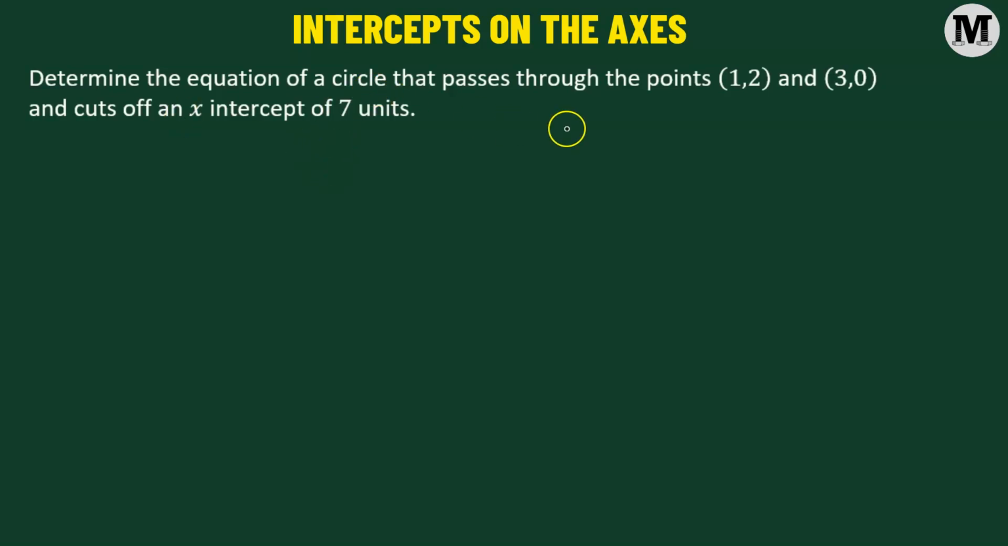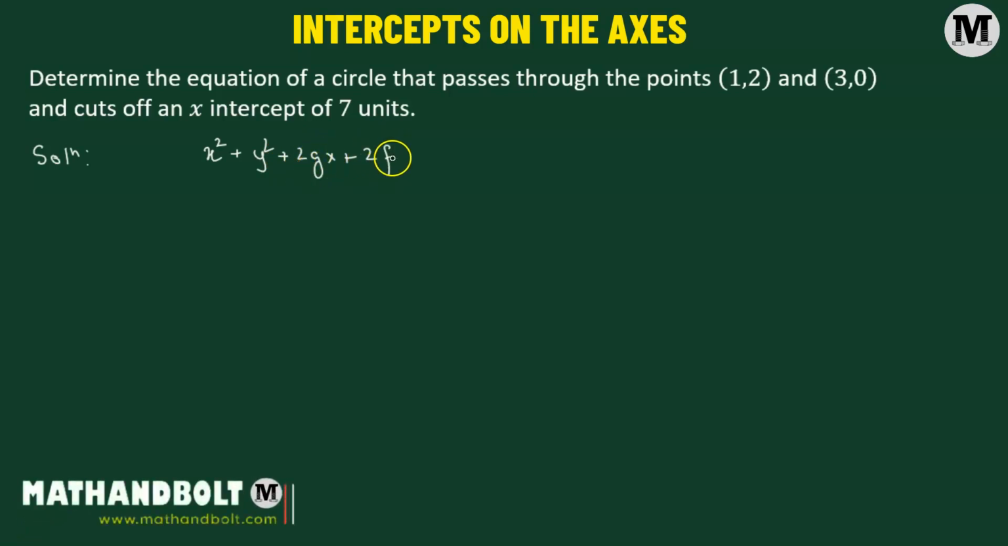Determine the equation of a circle that passes through the points (1, 2) and (3, 0) and cuts off an x-intercept of 7 units. Well, let us begin. First, we'll begin our problem by considering the general equation of a circle. So we have x squared plus y squared plus 2gx plus 2fy plus c equals 0.